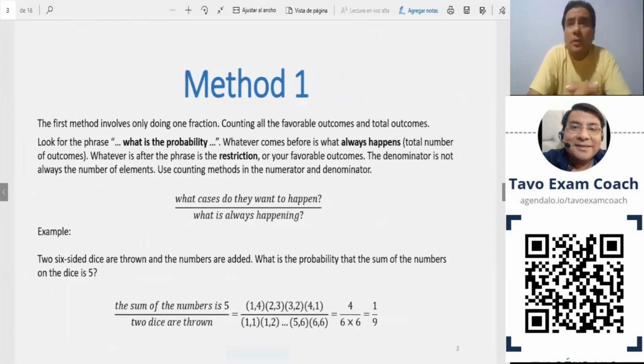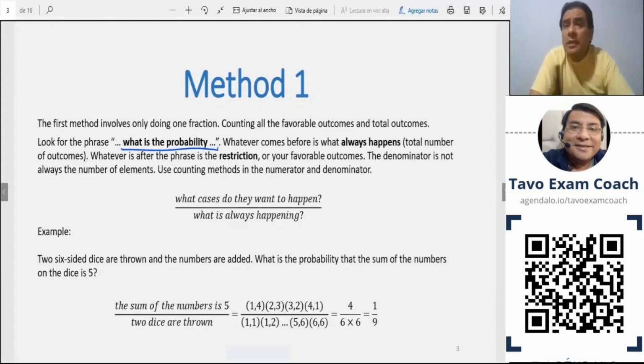Let's talk about two different approaches to tackle probabilities problems. The first method involves only doing one fraction. That is, following the definition, we count all the favorable outcomes and total outcomes. Here, it's very important that you look for the phrase, "what is the probability?" This phrase usually goes at the beginning of the question, which is usually the last part of a problem.